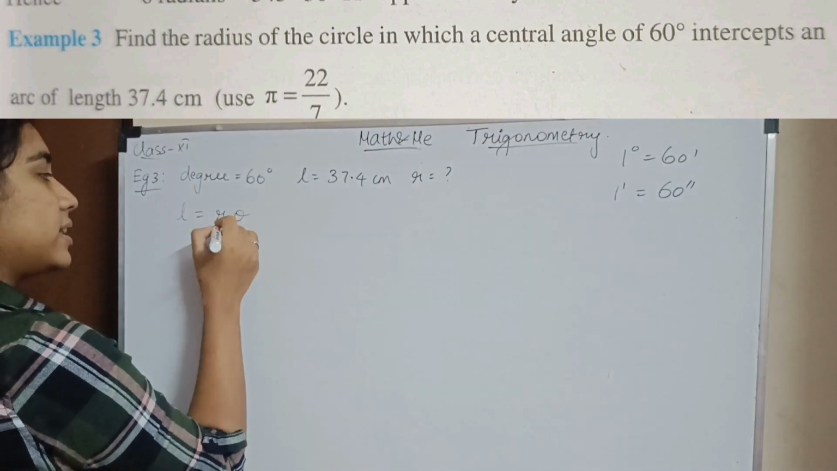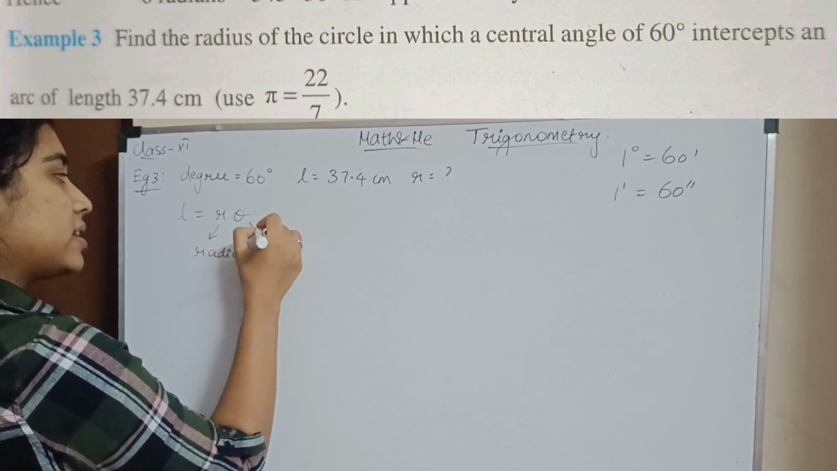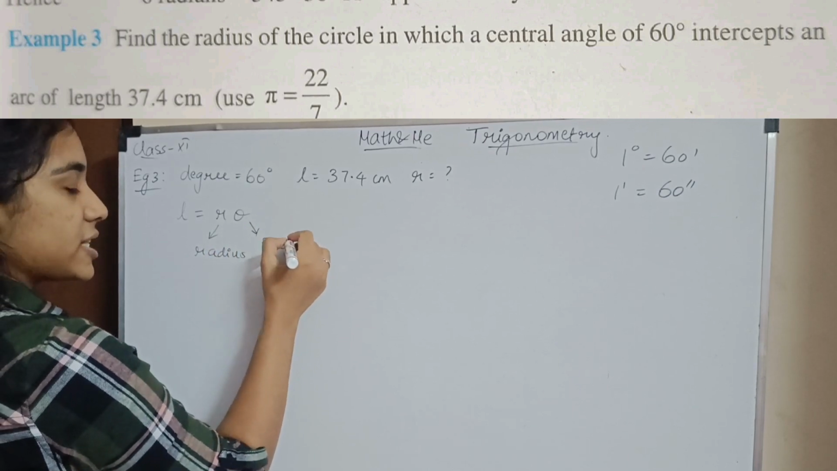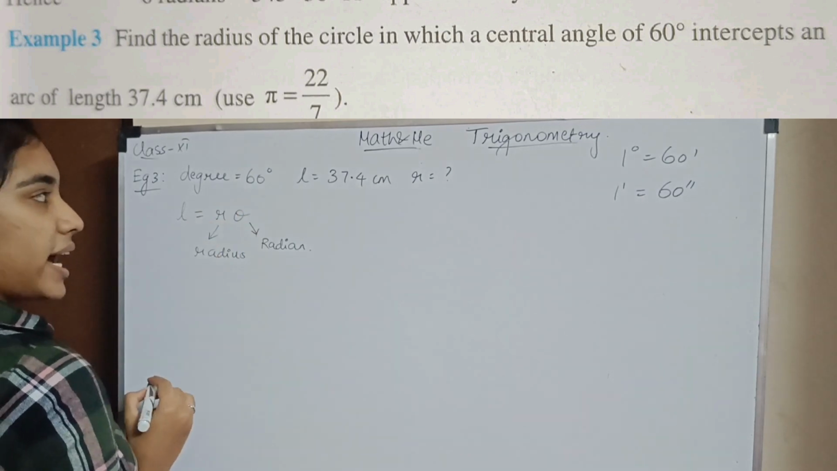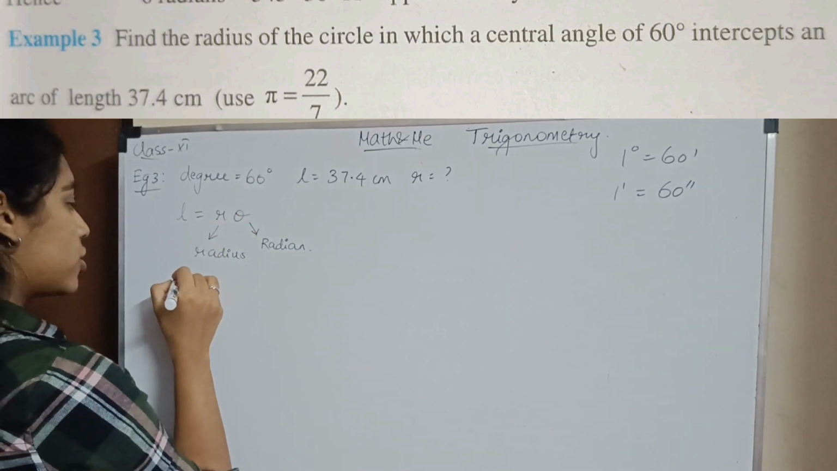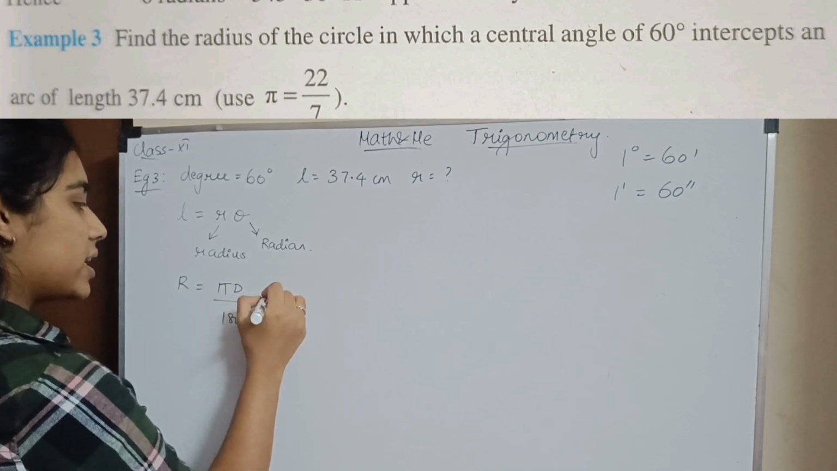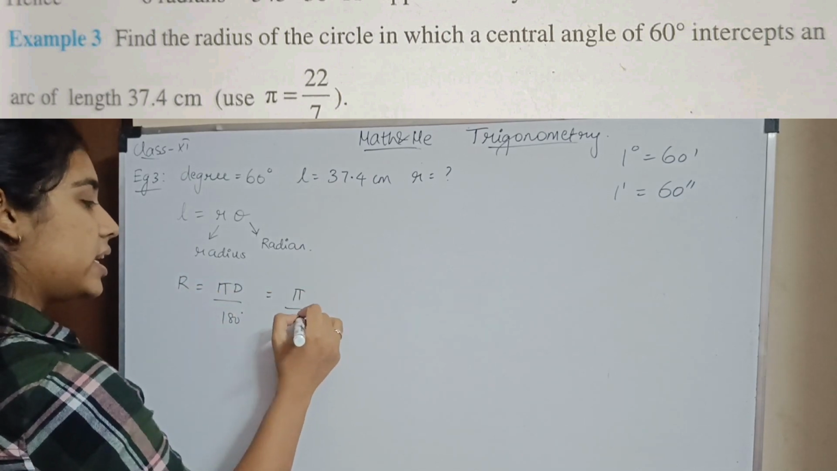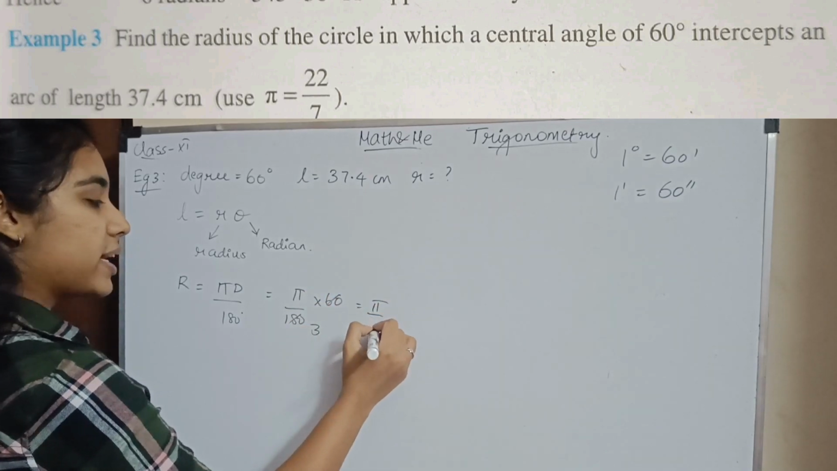L equals r theta, where r is my radius and theta is my angle in radians. Since I am given the angle in degrees, the relation is radian equals pi D divided by 180 degrees. So pi divided by 180 times 60. If I cancel this, I'll have 3, which is pi divided by 3.